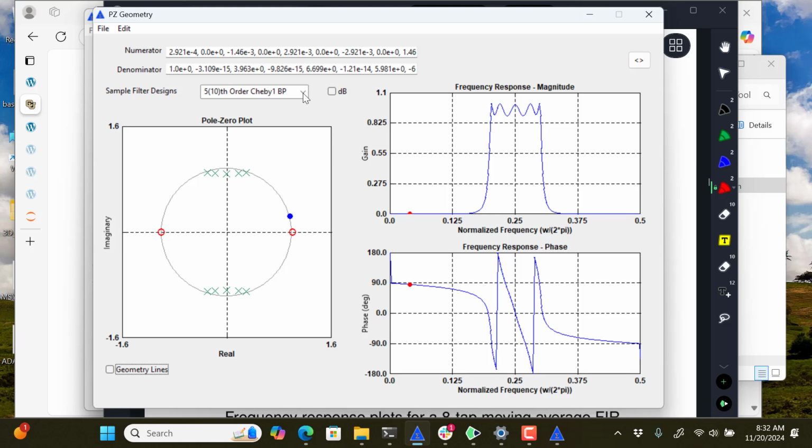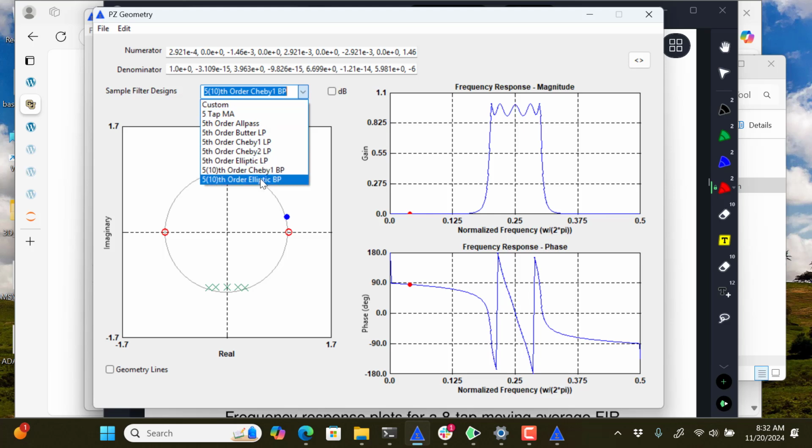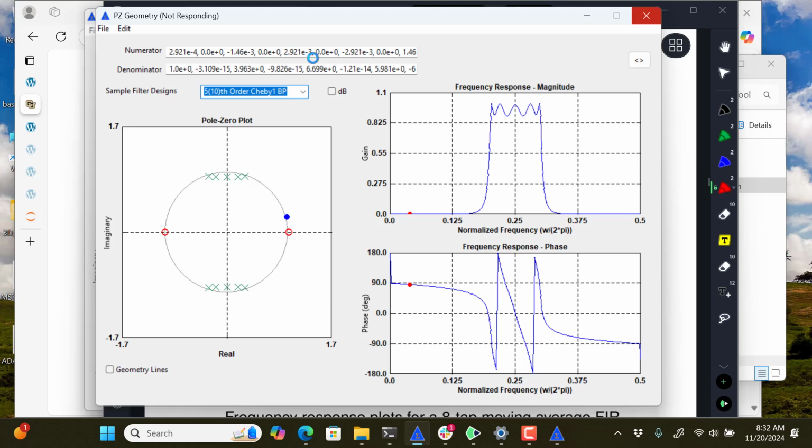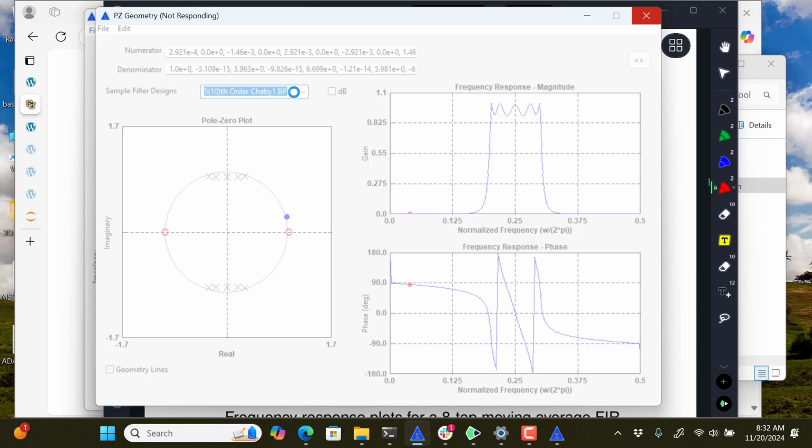I say that because if I was to look at the Butterworth, which I don't have in bandpass form, but if I was to look at the Butterworth, if it will change for me, which it might not. This thing was giving me problems last night. So I just pushed it too hard.